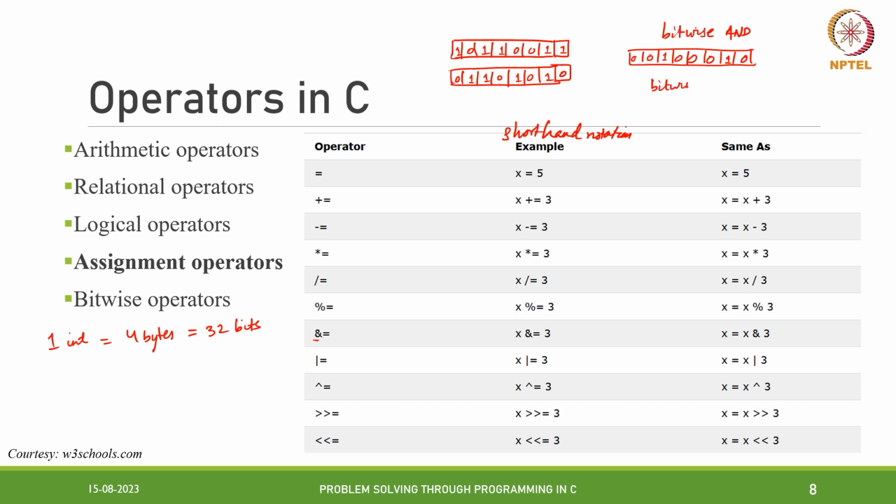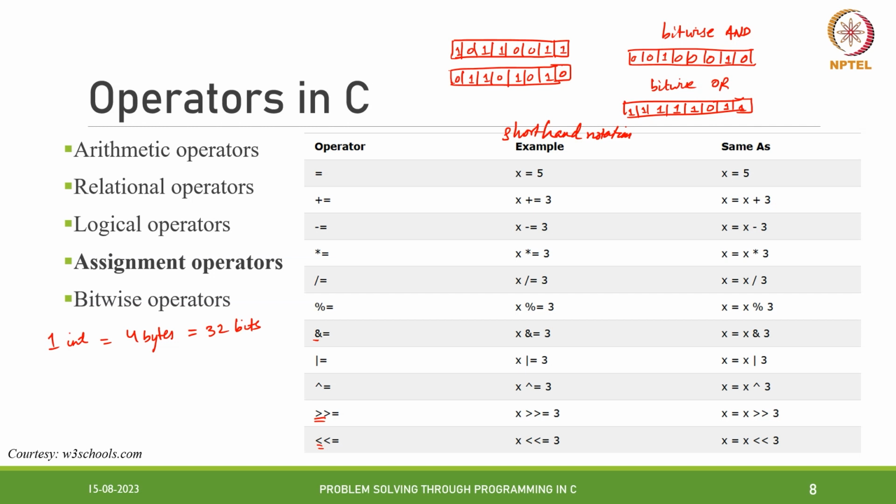Similarly, for bitwise OR, you can work out by yourself what it will be, right? So 1 or 0 will become 1. This will be 1. This will be 0. This will be 1, 1, 1, 1, 1. Okay, so this will be bitwise OR. Now then you have the right shift and the left shift operators.